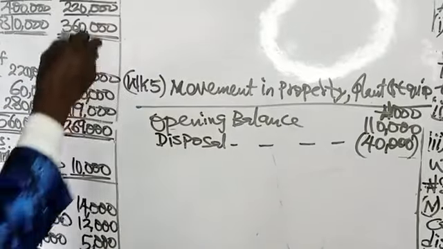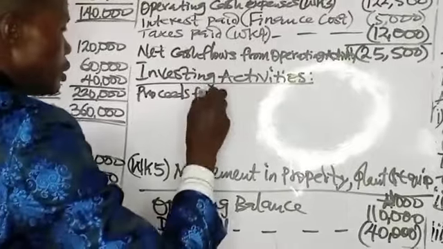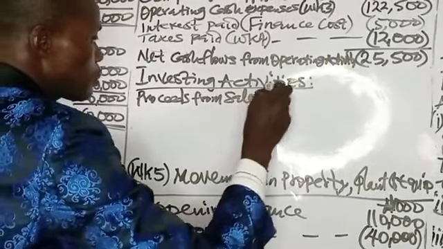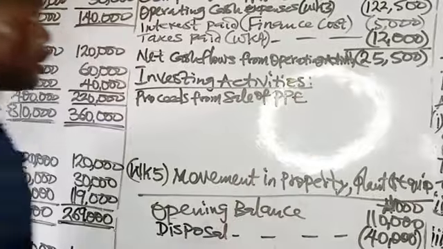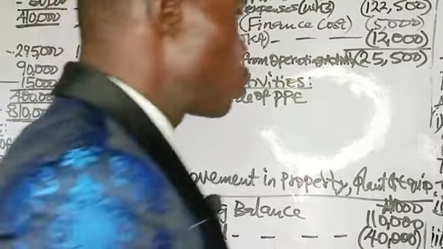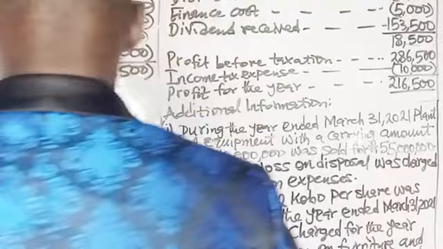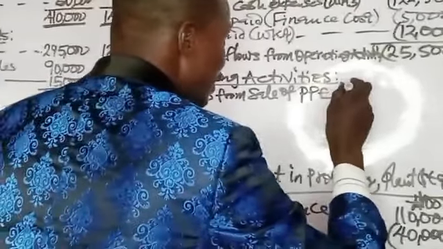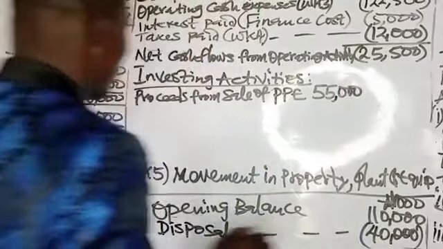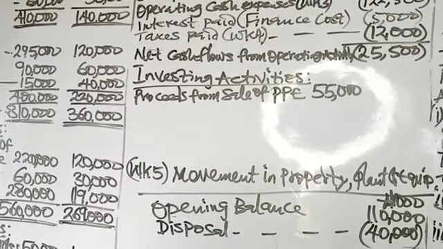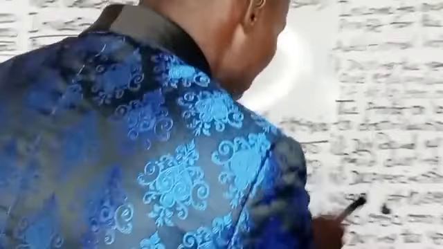Now, proceeds from sale of property, plant, and equipment. So, from that same note 1, you have the proceeds of 55 million. That proceed will be reported as investing activity, 55 million. Then, back to the note. Note 2 is about dividends.